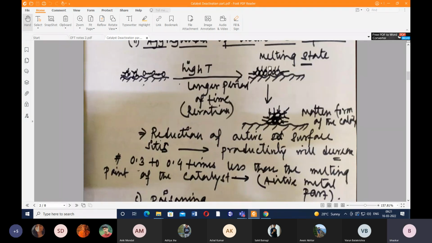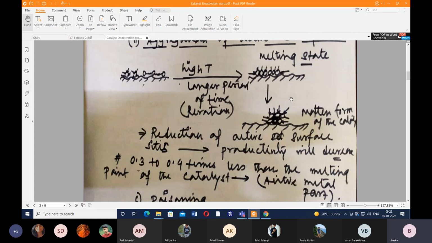Okay, in order to avoid such a situation, let's assume I have an active metal like copper, or let's assume I have silver. We don't want to reach this situation. So in order to avoid it, we need to consider the melting point. Let's assume the melting point of silver is around 500 or 600 degrees Celsius. So we will use 0.3 to 0.4 times that temperature as the reaction temperature, in order to avoid such a situation.